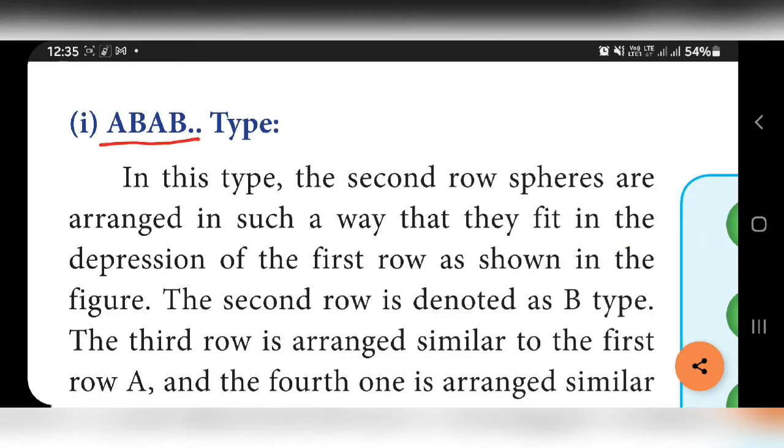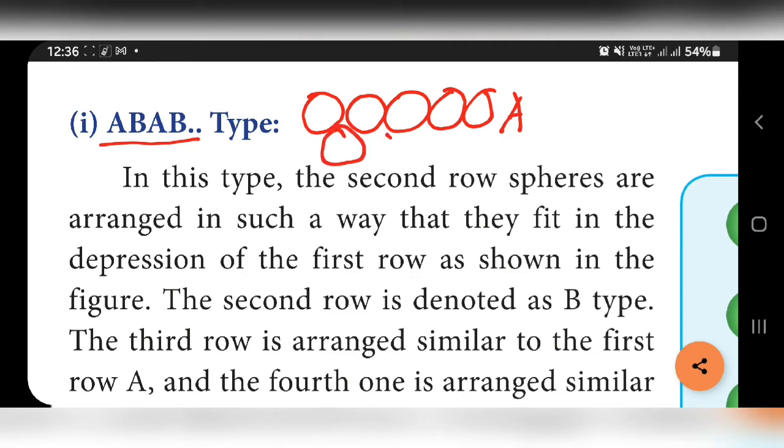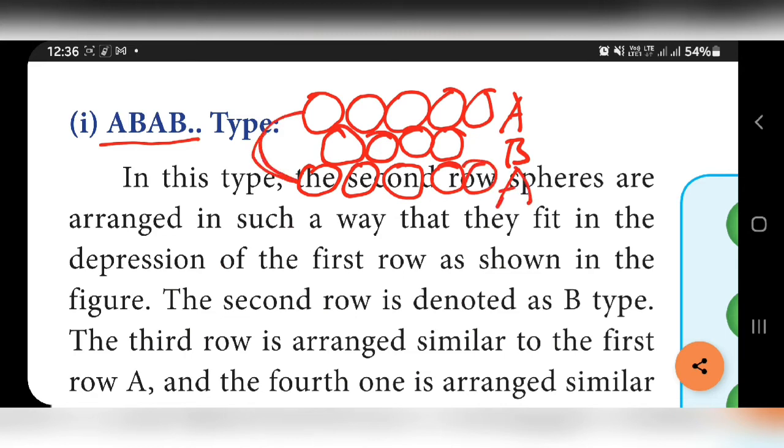In AB type, if we consider this arrangement is A, then the next layer is placed in the depression of the first row, that is, between these two spheres atoms are placed, and this is called B. Between these two spheres atoms are arranged similar to the first one, so this is called A. Again atoms are placed in the depression, between the two spheres, similar to B. So this is called AB type.